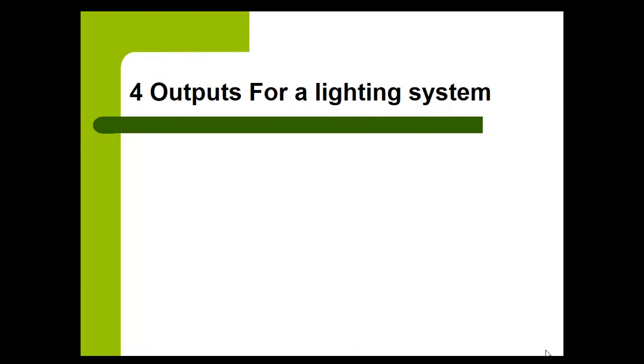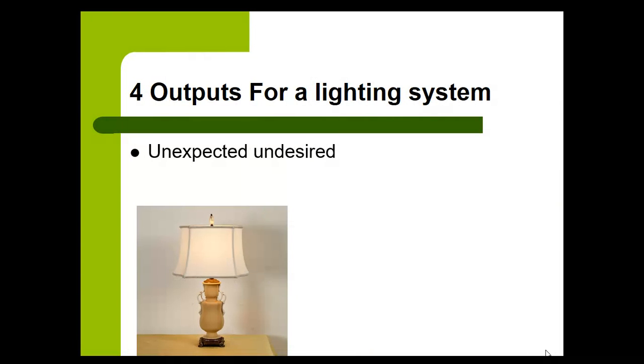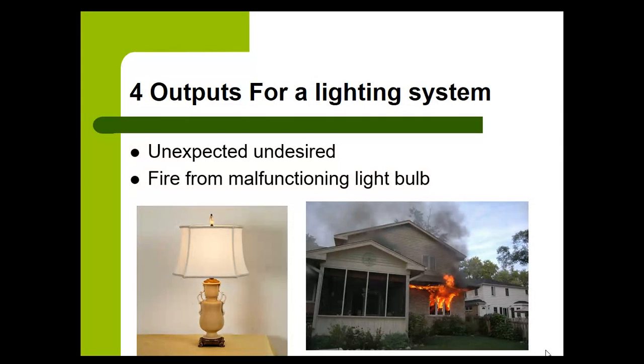And the last one, our fourth result, is unexpected and undesired. If we had a fire from a malfunctioning light bulb, something went wrong in the light bulb, it caused an excessive amount of heat, or there's some sort of short, which created a spark, which starts a fire. That is an unexpected, undesired result. That would probably rarely happen, but it is possible.